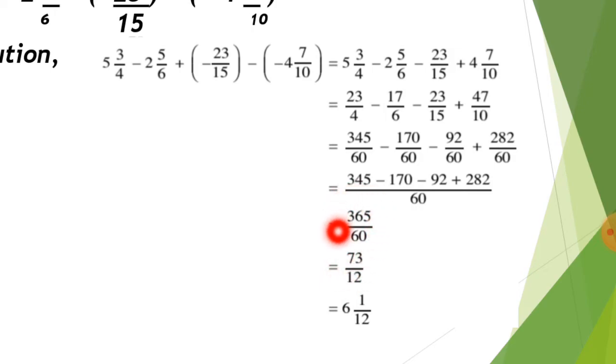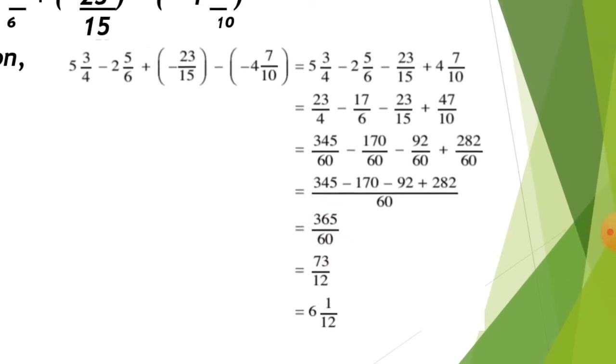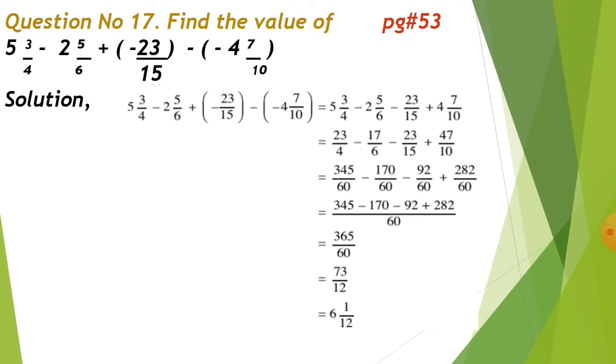And one more thing I will tell you, that we have divided these numbers by the table of 5. 5 ones are 5, 5 2s are 10, for the denominator, and for the numerator 5 7s are 35, so 1 carry will be the 5, 5 3s are 15, that is 73. Then we have changed these into a mixed fraction, 6 into 1 over 12.